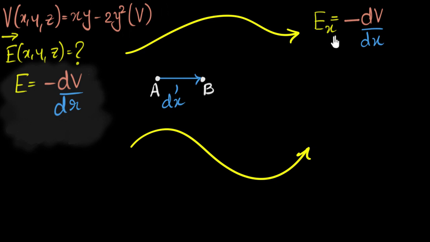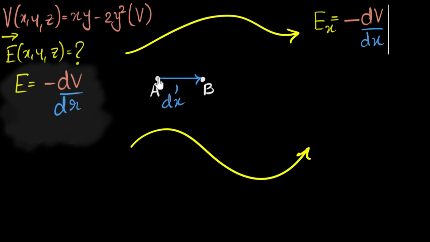So to calculate the X component, I have to differentiate the voltage function, or potential function, with respect to X. But we have to be very careful. See, it's under a condition. The condition is dx is the only variable that's changing.